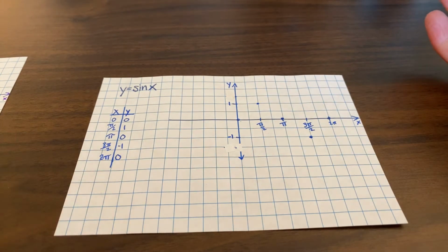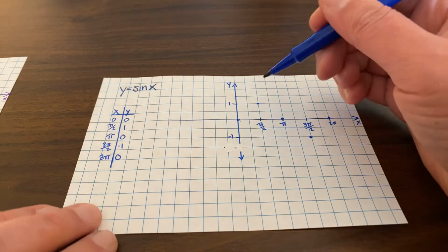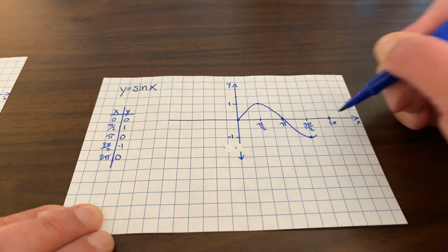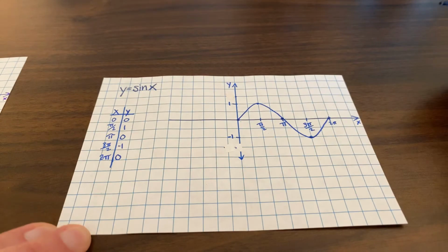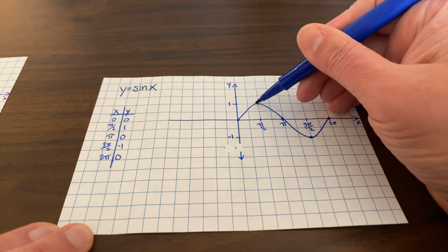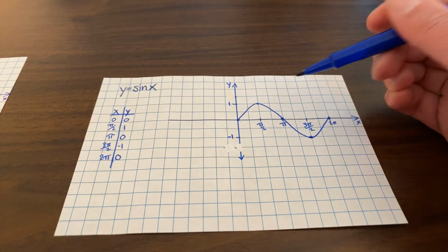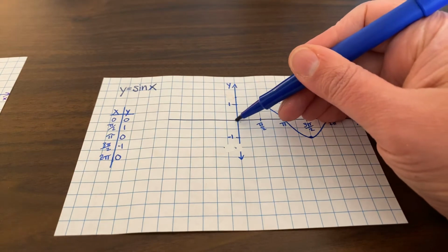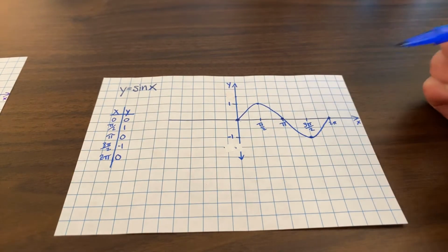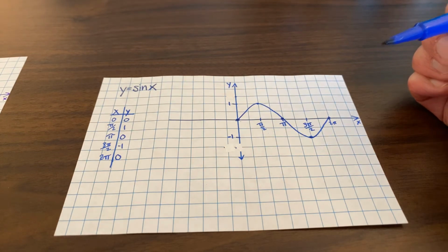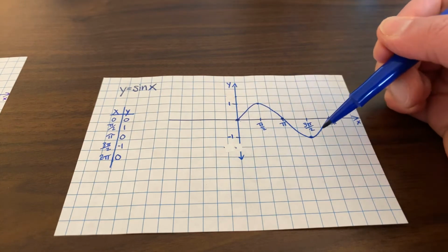And these are the 5 key points, right? I'm going to connect those points with a smooth curve, as smooth as I can make, right? And you can see that the maximum value occurs at 1, the minimum value occurs at negative 1, and it crosses the x-axis at 0, pi, and 2 pi, right? So the x-intercepts occur at 0, plus or minus pi, plus or minus 2 pi, plus or minus 3 pi, etc. This is a periodic function, right?